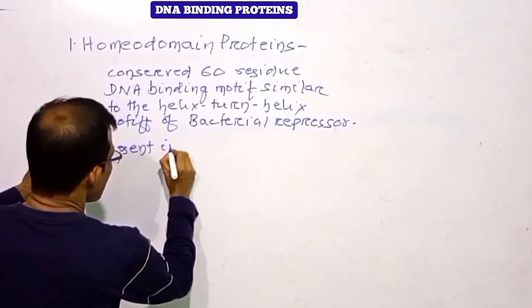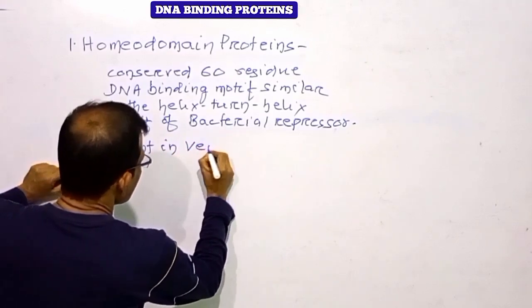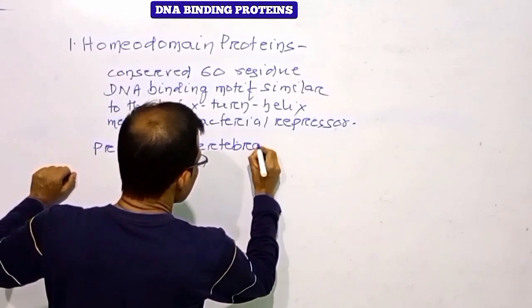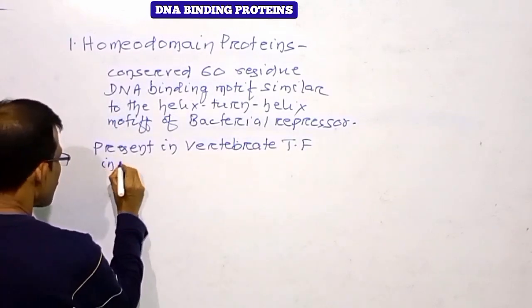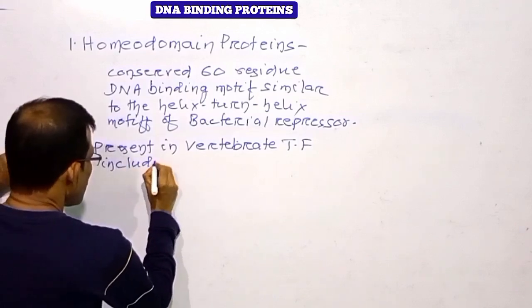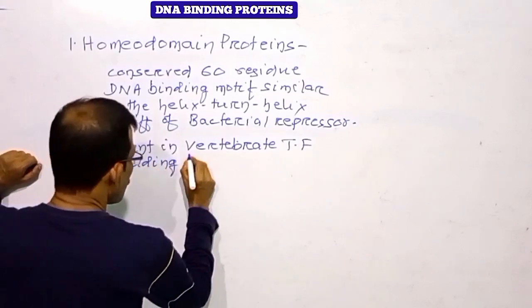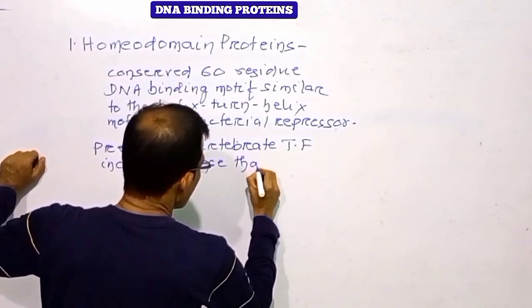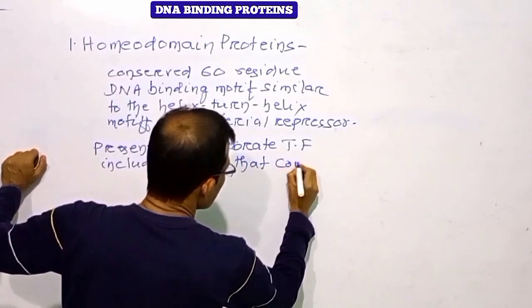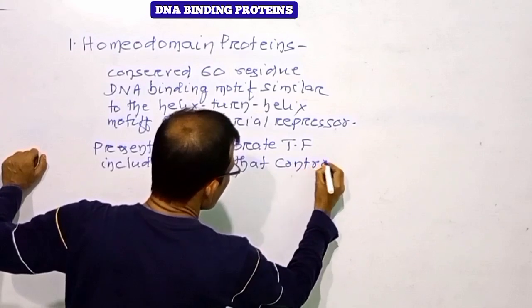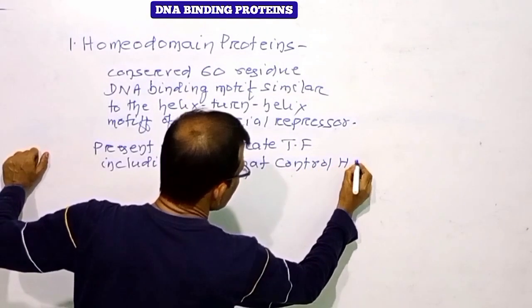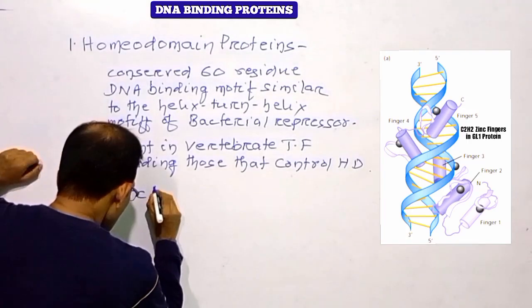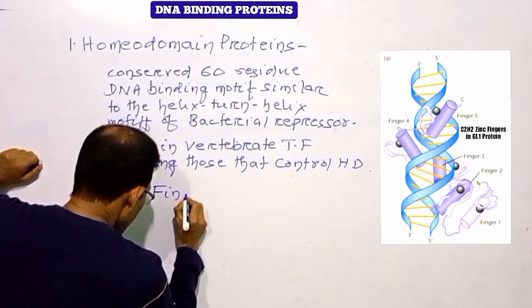including those that control human development. Second type of DNA binding protein is zinc finger protein.